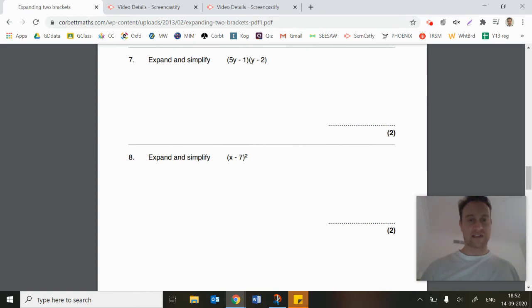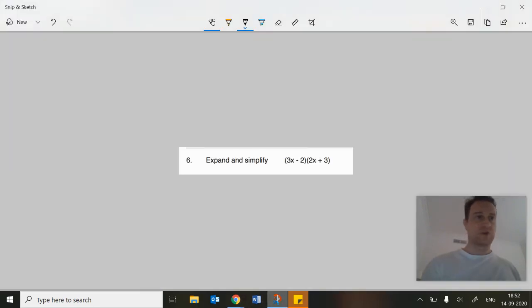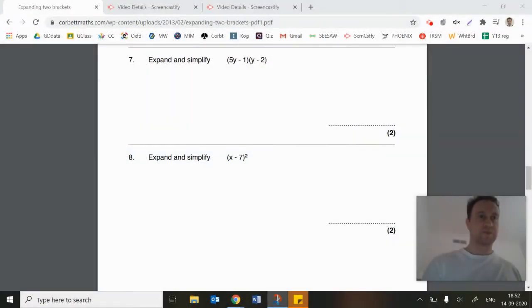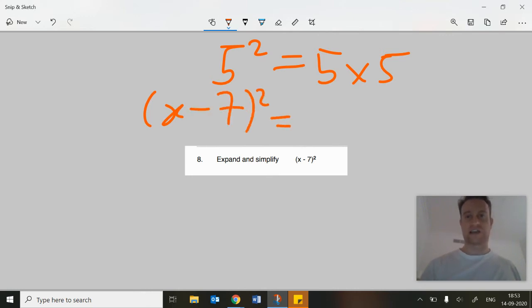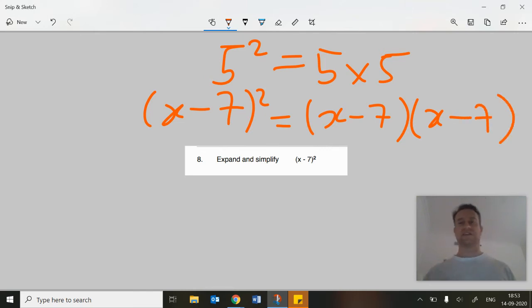So I said I was going to look at example 8, and example 8 is x minus 7 all squared. So let's just copy this one across. So we've got x minus 7 all squared. For this one, when we have something like 5 times 5, that's the same as 5 squared, but here we have x minus 7 squared. So that's x minus 7 in the first set of brackets, and times by x minus 7 in the second set of brackets. It's the same thing times by itself. So it's important that you show that you understand that this is really still 2 sets of brackets. And then once you've got that, you can do the normal thing.